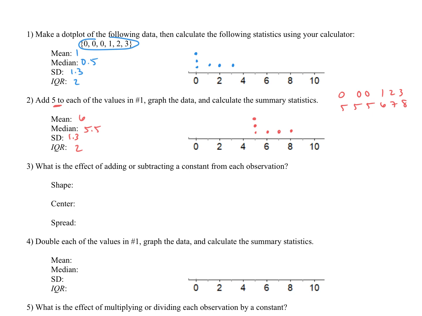Okay, so where is that leading us? What is the effect of adding or subtracting a constant from each observation? The shape stays the same, no change. Right? We went from blue to red. It shifted, but the shape didn't change. The spread also didn't change.